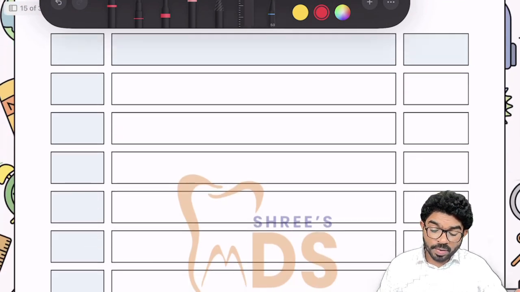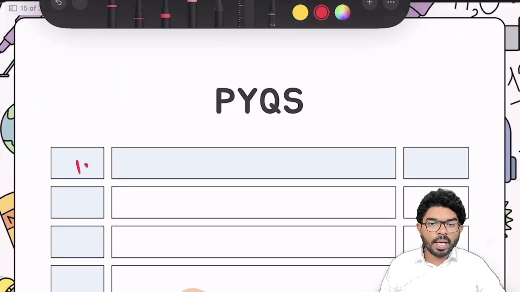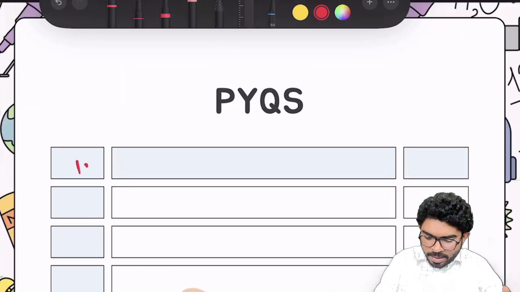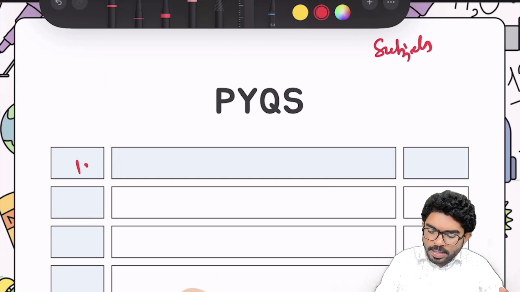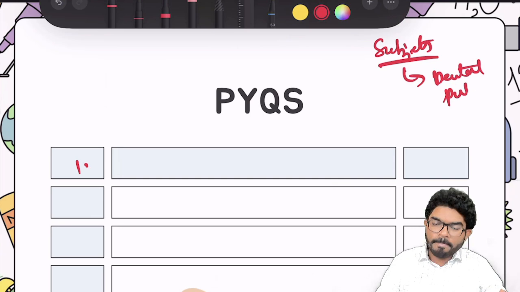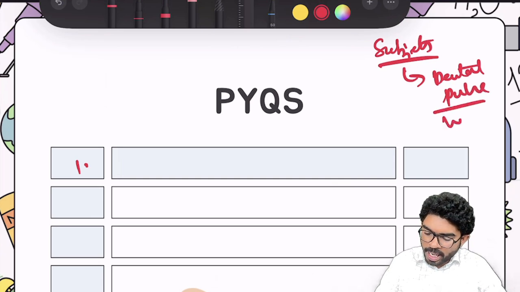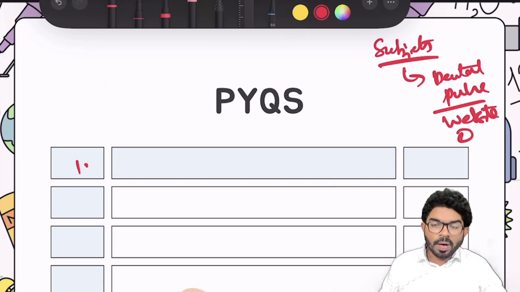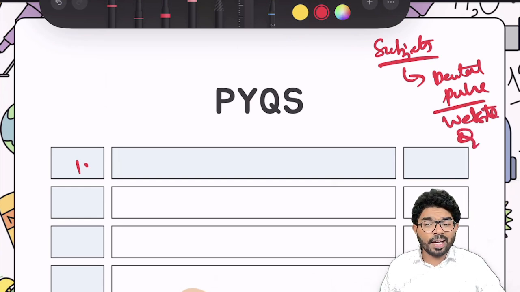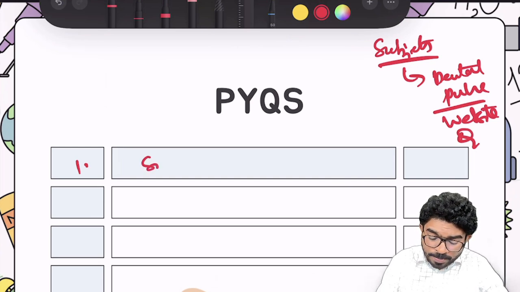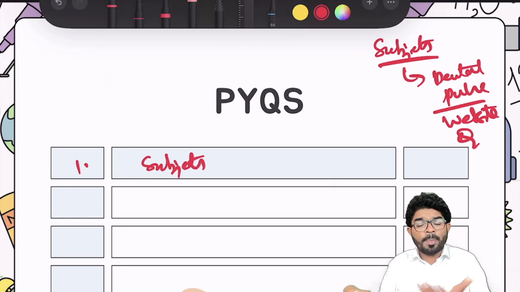Similarly, I told you about PYQs. Either you want to go subject wise, where you can read from Dental Pulse or from the website QBank, or year wise. Again, year wise are available on the website. As of now, I recommend you go with subject wise, because we are planning to finish the syllabus by December 31st. That is your plan.